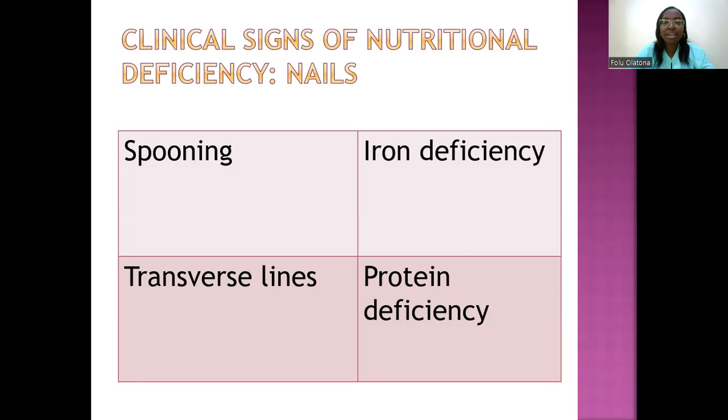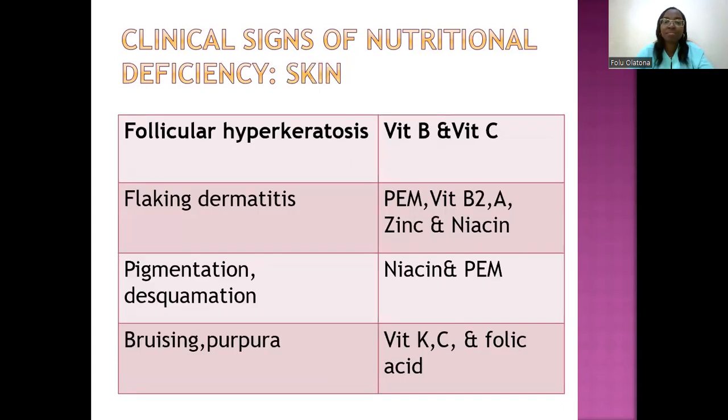If you look at the nails and there's spooning, it means that the nails seem to go in and out like a spoon. That means there's iron deficiency. And if there are transverse lines, protein deficiency. Then the skin, you look at the skin: flaking dermatitis is an indication of protein energy malnutrition; pigmentation, niacin and protein energy undernutrition; bruising, vitamin K, C, and folic acid.